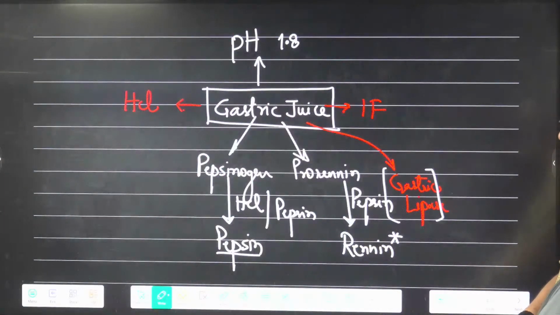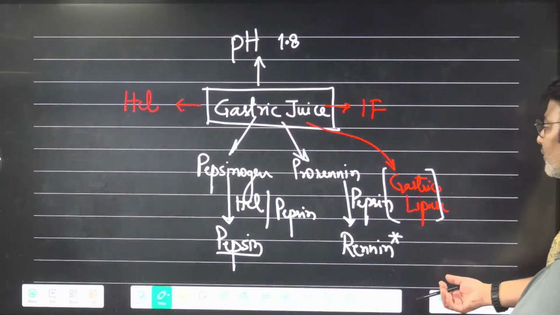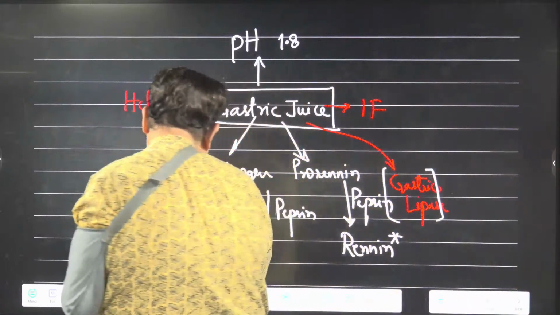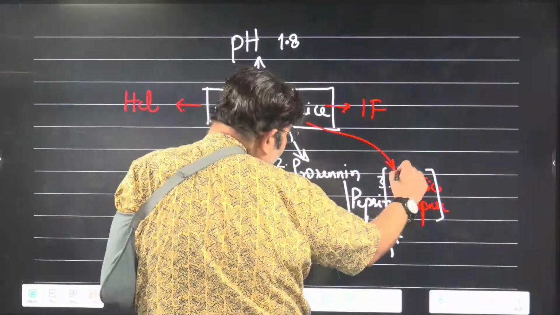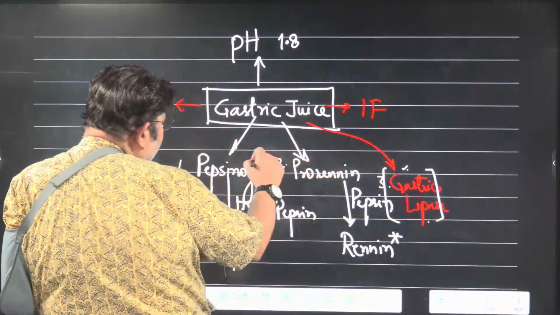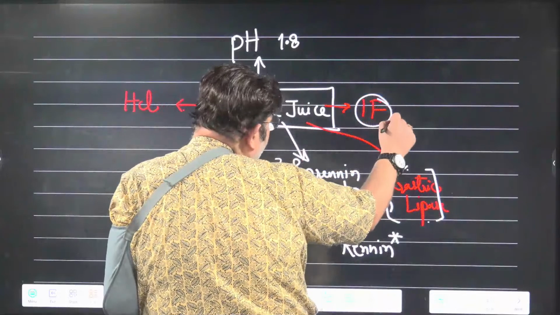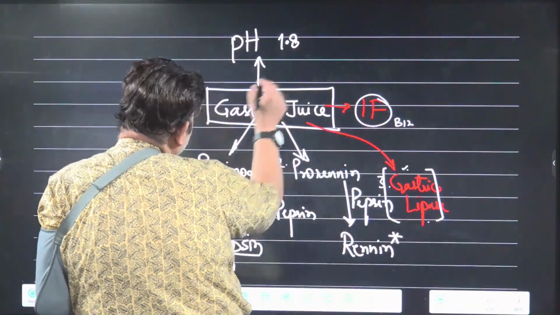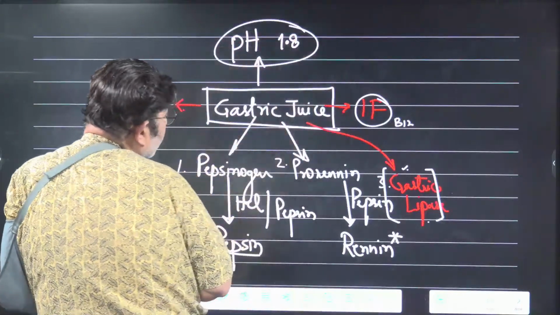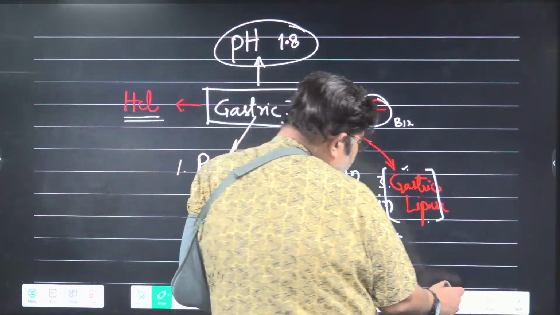Gastric juice, you can see the composition of gastric juice, 3 enzymes. I have told you pepsinogen, prorenin, and gastric lipase. A very small amount of gastric lipase is found. Intrinsic factor for vitamin B12, and this is HCl, hydrochloric acid, with an average pH of 1.8.